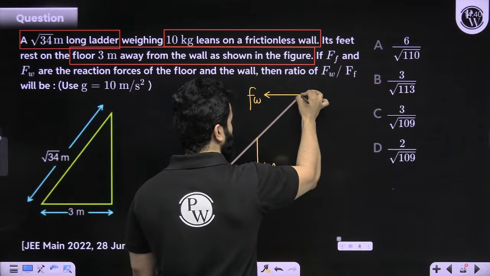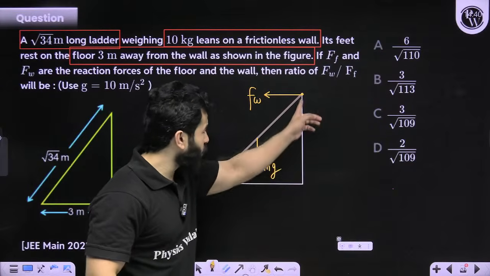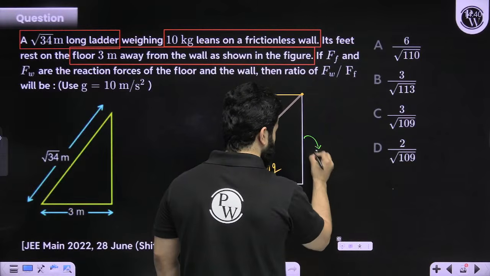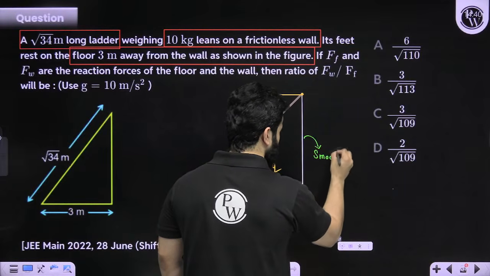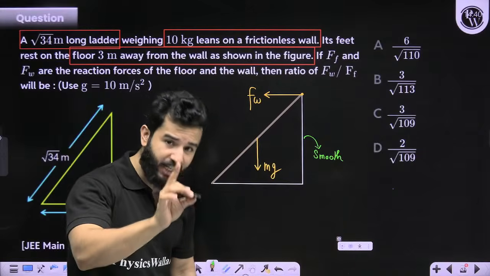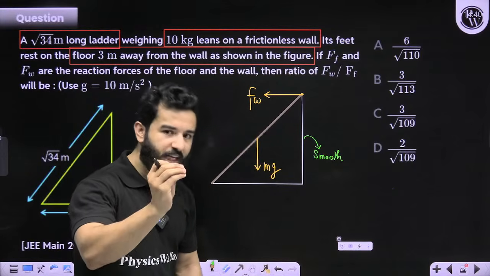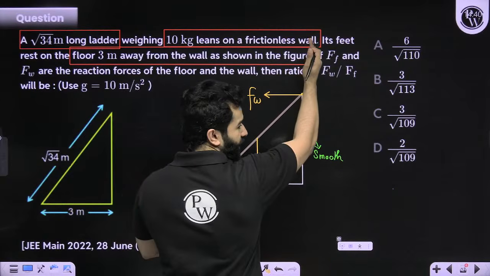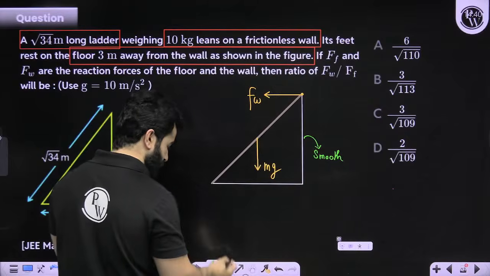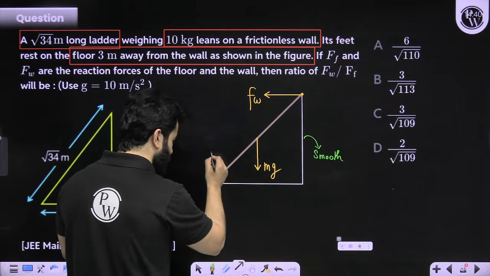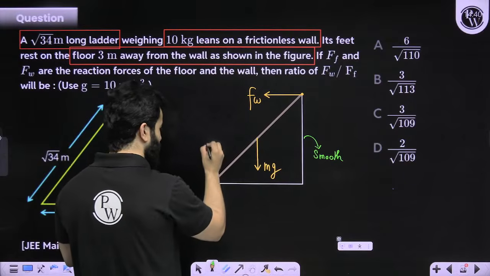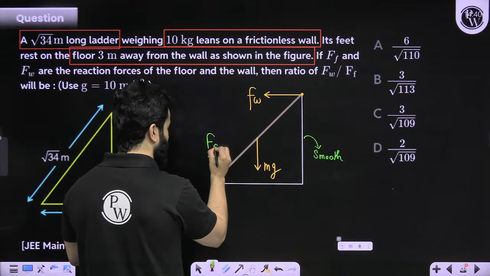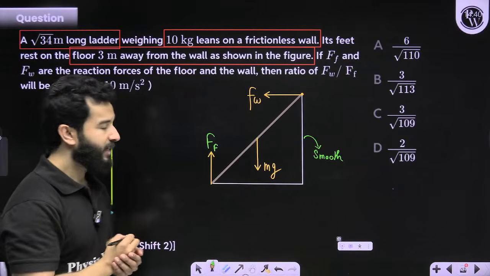There is no friction over here. There is no friction on this wall. This wall is smooth, my dear friends. So there is no friction. If there was friction, then the tendency being to slip down, friction would have acted in the upward direction. But right now there is no friction. Over here, you have got a normal reaction by the floor. So this is Ff, right?